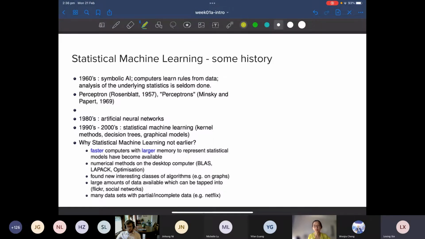In the 90s and 2000s, statistics has been playing a larger role in machine learning. And the reason, right? The reason we look at this historical node is that the time when statistics kicks into play a large role coincides with faster computers with larger storage capacity and better ways to compute. And there are more interesting algorithms and larger amounts of data available.